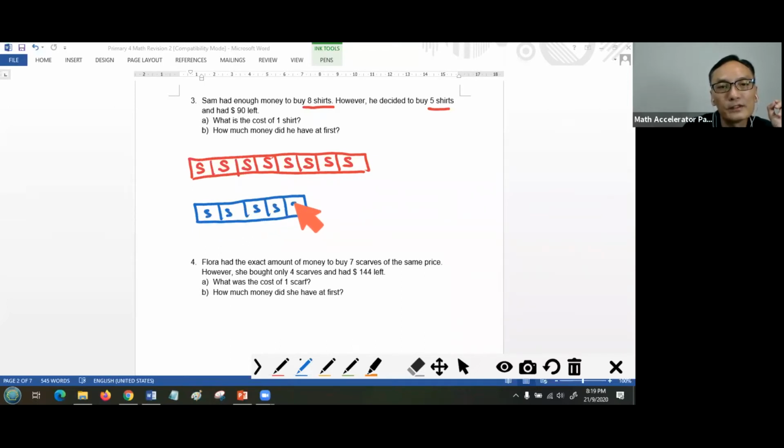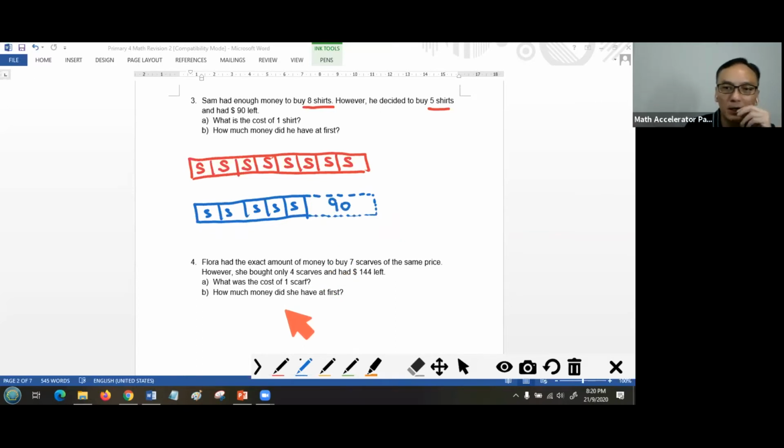So the blue indicates the second situation. He buys 5 shirts and he has $90 left. Remember, he has enough to buy 8 shirts, but now instead he buys 5 shirts. The same model will have the same length, right? Just that there are now 5 shirts and $90.